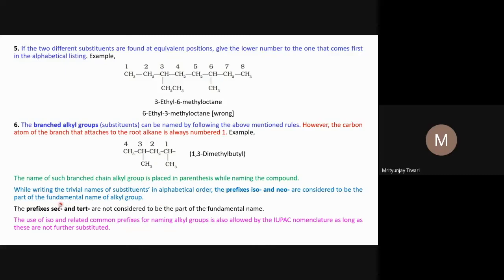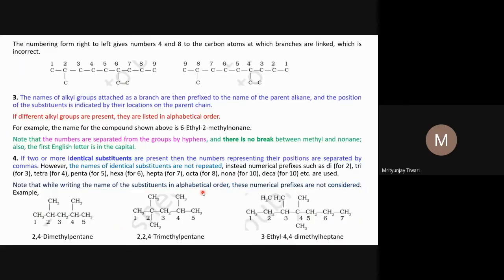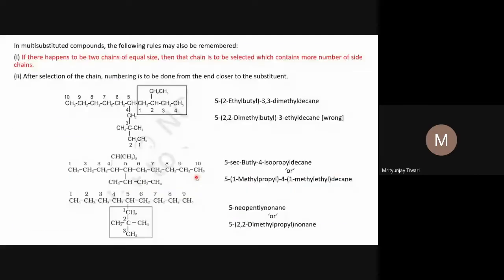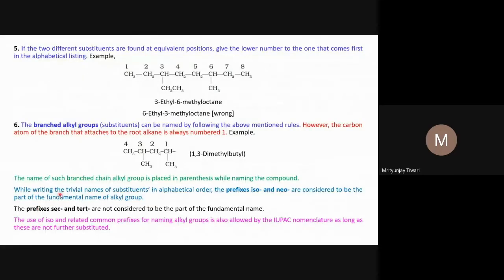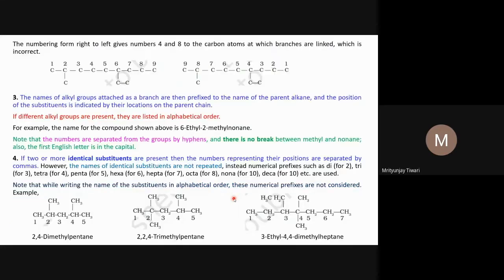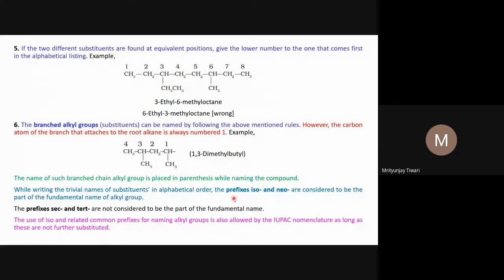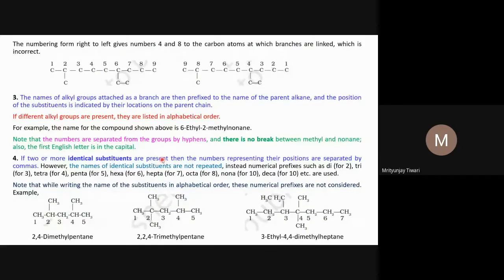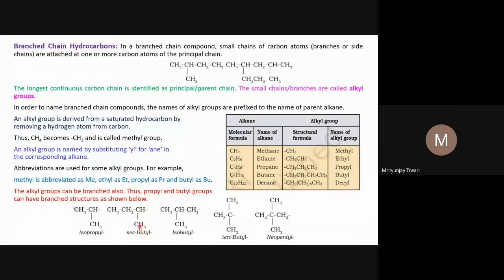This I have already explained. While writing the trivial names of substituents in alphabetical order, this point I have explained already, but we can see it separately. Trivial names means the common names, in alphabetical order. And as I said, if branches are there, you can follow this rule to name this branched alkyl group. Or what can you also do? For the branched alkyl groups, you can also use the trivial or common names. You can write secondary butyl, isobutyl, tertiary butyl.